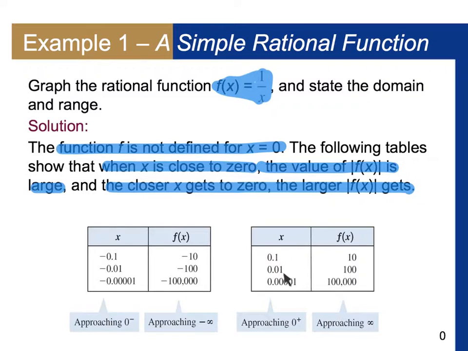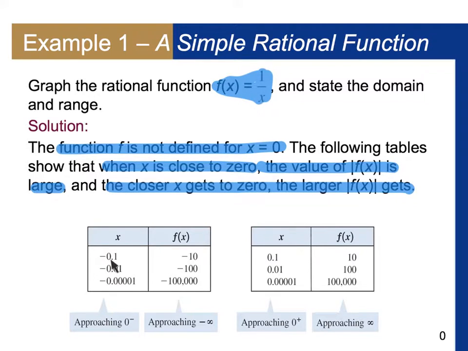First of all, for positive x near 0, when x is 0.1, f of x is 10. When x is 0.01, or 1 over 100, remember we're taking the reciprocal, that's what a reciprocal function is, f of x becomes 100. And if x is 0.00000001, then f of x is 100,000. So the closer we get to 0, the higher y is. On the negative side, the same thing happens, but y becomes a large negative.